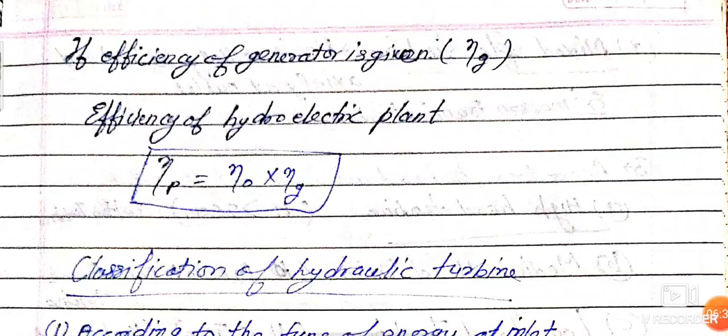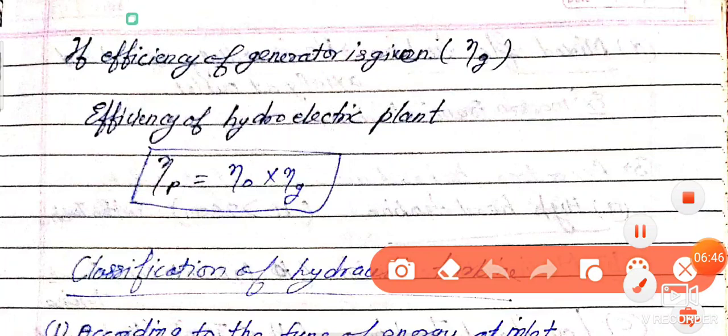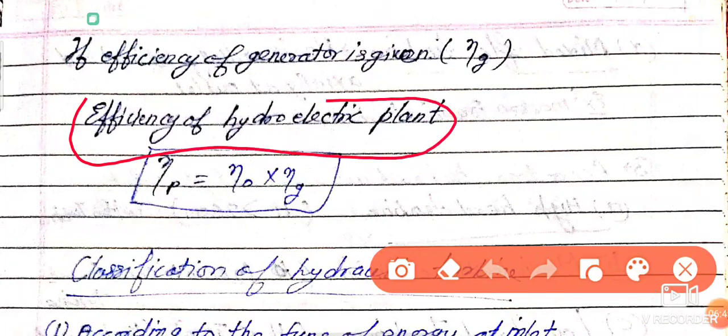If the efficiency of the generator is given as eta g, then the efficiency of the hydroelectric power plant is equal to overall efficiency into generator efficiency, and eta p is equal to eta naught into eta g.